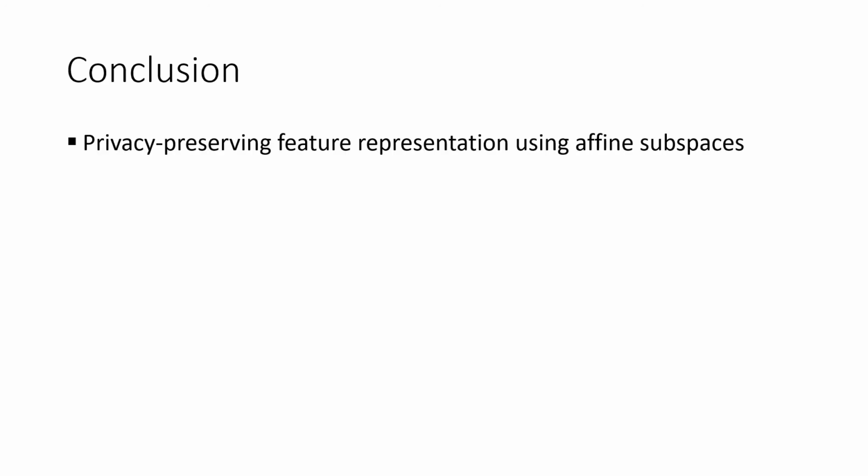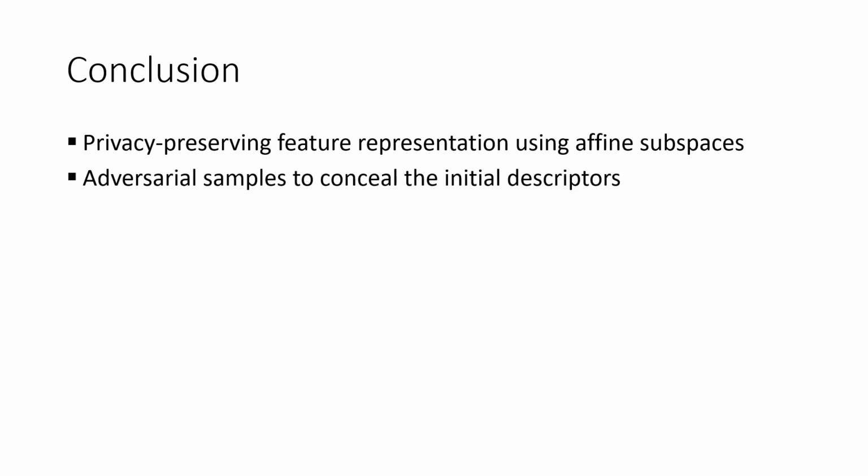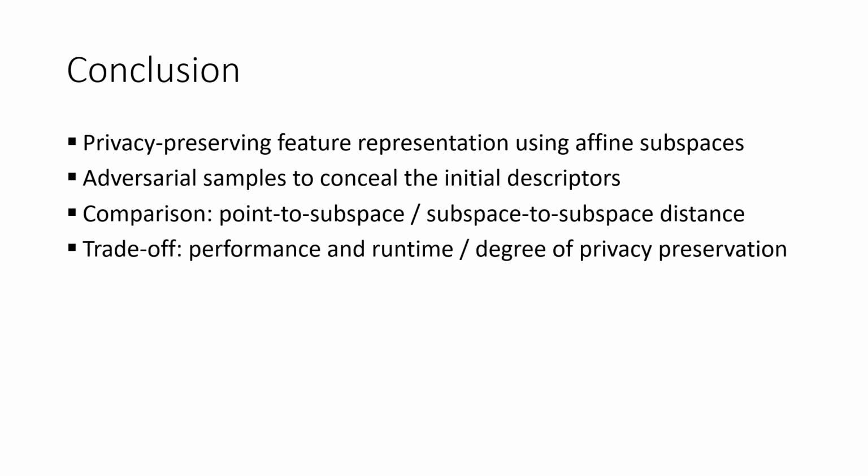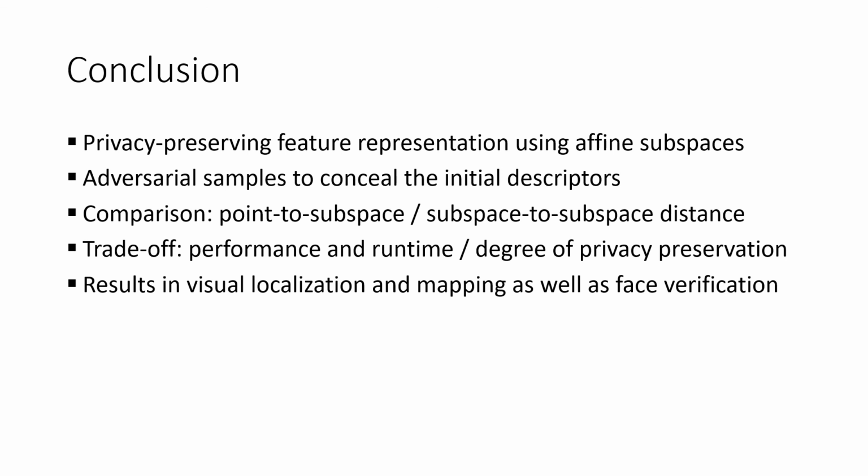To sum everything up, we have introduced a novel privacy-preserving feature representation using affine subspaces. We propose a strategy for constructing affine subspaces containing adversarial feature points to make inverting the representation difficult. Pairwise feature comparison on the privacy-preserving representation is enabled based on the notions of point-to-subspace and subspace-to-subspace distance. The subspace dimension determines the trade-off between performance and runtime or degree of privacy preservation. We demonstrated the high practical relevance for the applications of visual localization and mapping as well as face authentication.